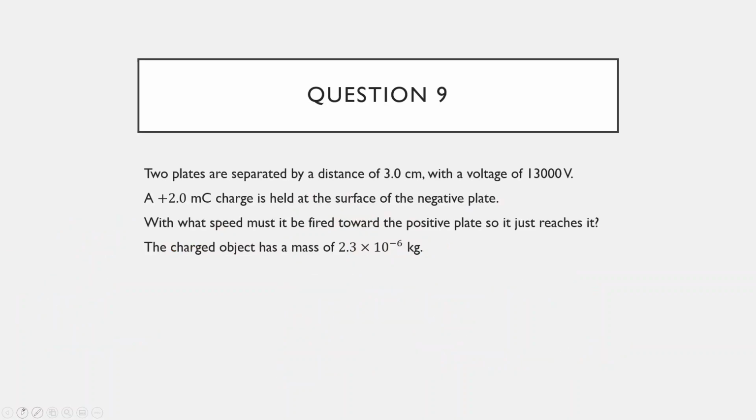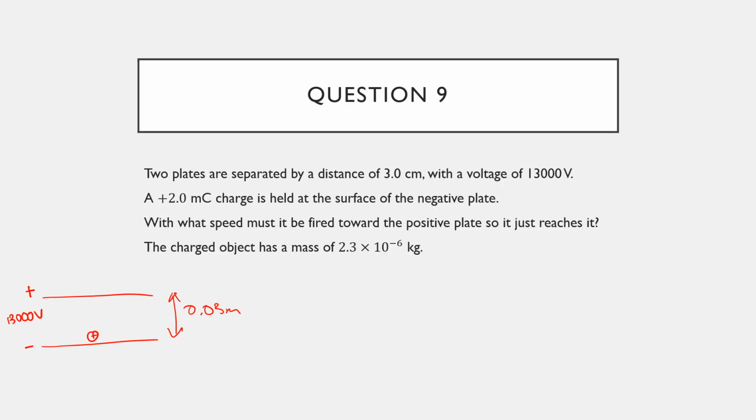Okay, so next question. We've got two plates separated by a distance of 3 centimeters, or 0.03 meters. And the voltage is 13,000 volts. So if that's positive, that's negative, we can say 13,000 volts there. Okay. A 2 millicoulomb charge is held at the surface of the negative plate. So it's being held here, and it's a positive charge.